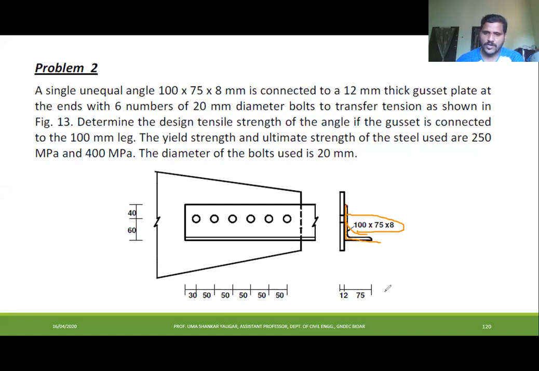Or the other way is, from here up to the center it will be 100 minus 8 by 2, as the thickness is 8 mm, and from here up to the center it is 75 minus 8 by 2. This overall multiplied by the thickness will give the area of the angle section. The same thing we have written here.